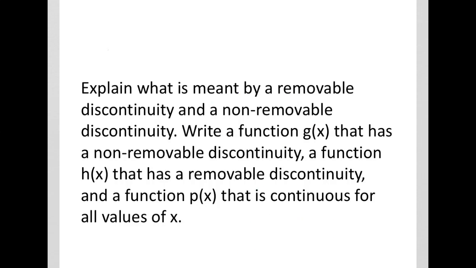So explain what is meant by a removable discontinuity and a non-removable discontinuity. Well, a removable discontinuity is a hole. A non-removable discontinuity is a vertical asymptote. Write a function g of x that has a non-removable discontinuity. So something with a vertical asymptote, well, how about 1 over x? That'll do it.